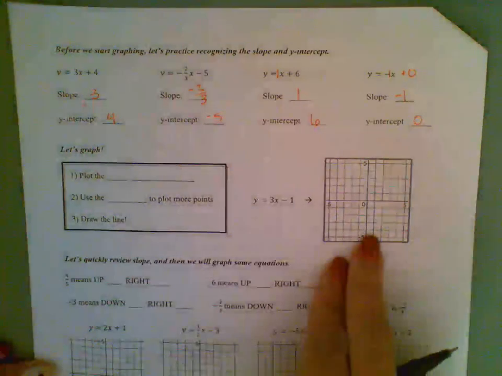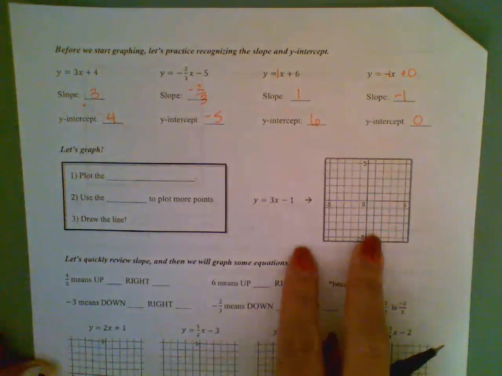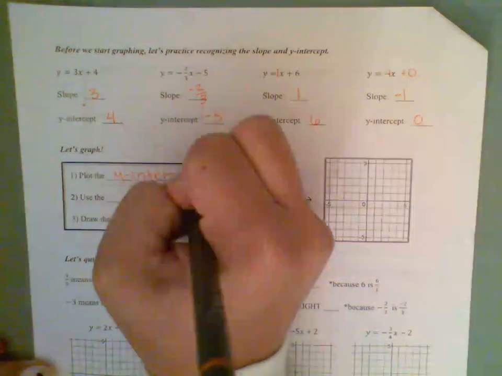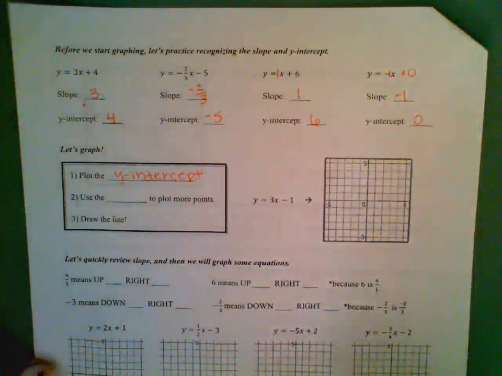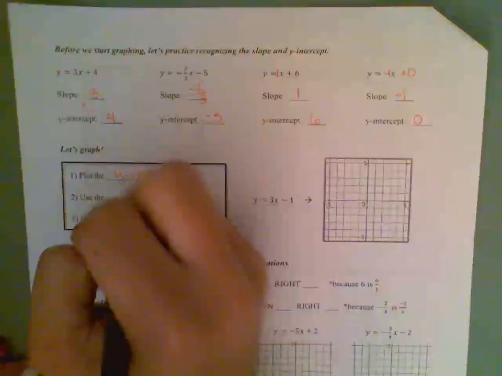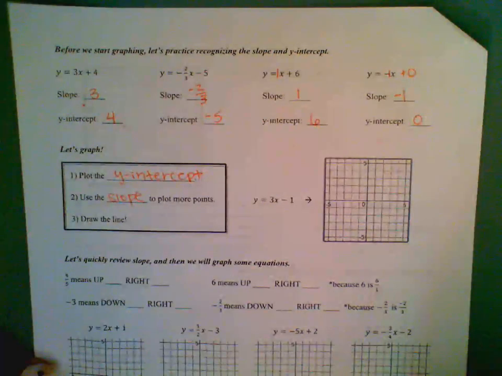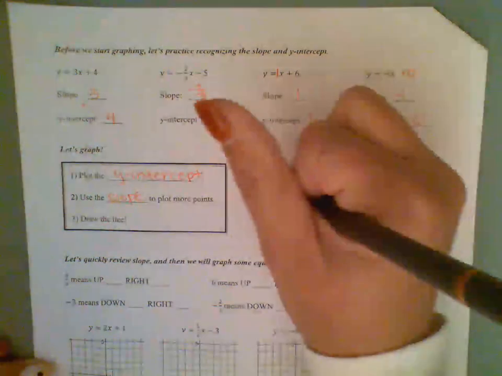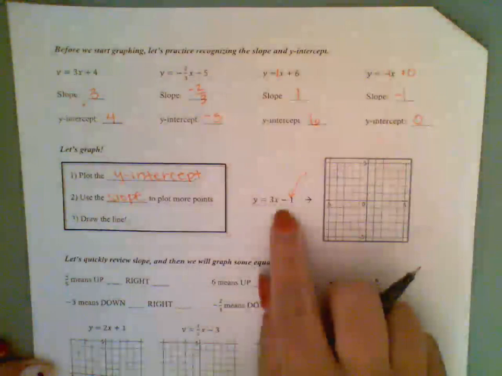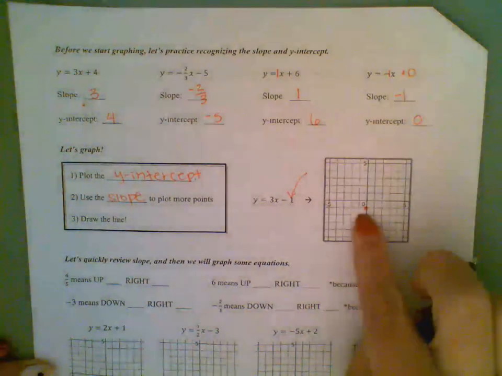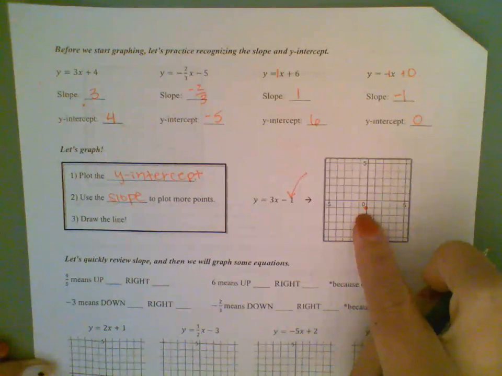So let's graph. So this is the quicker way than making a table. So first, we're going to plot the y-intercept. You're plotting the y-intercept, and then we're using the slope to plot more points. So my y-intercept is right here, which means I have to go to -1 on the y-axis. So that's our first point.